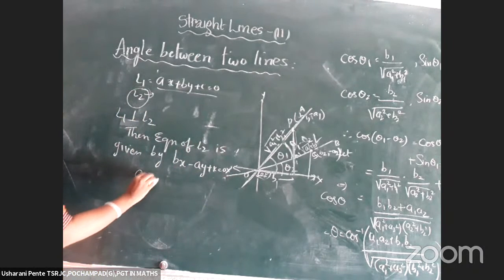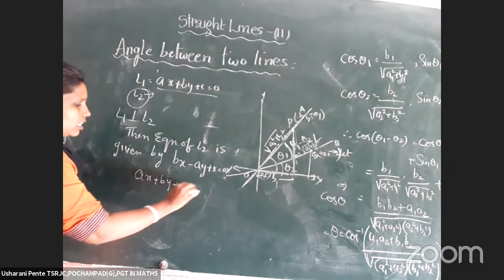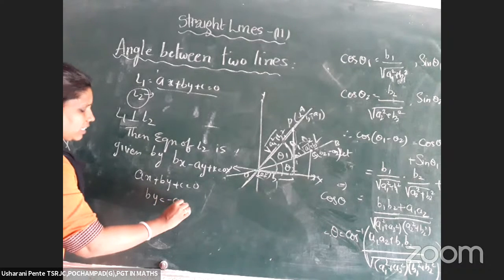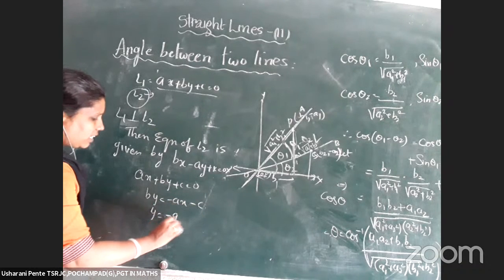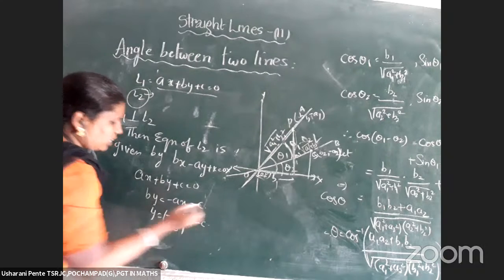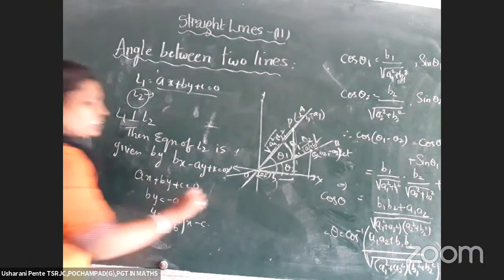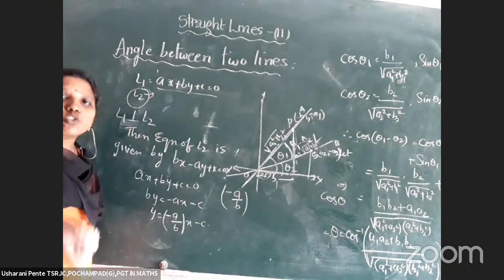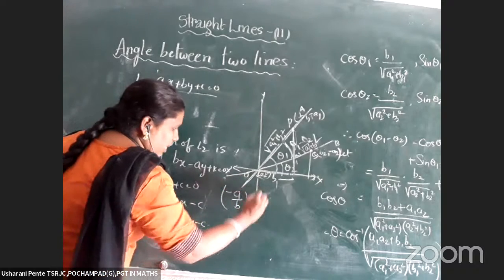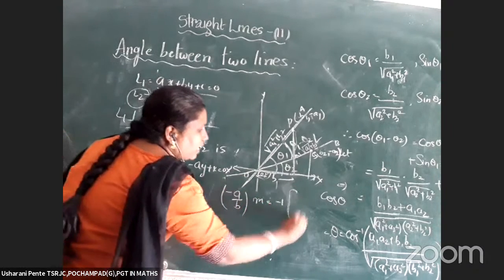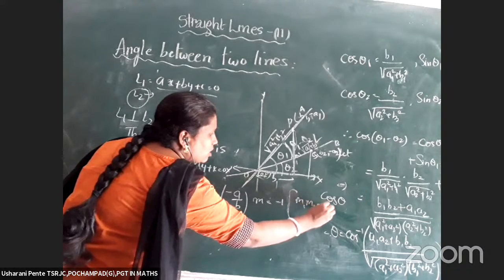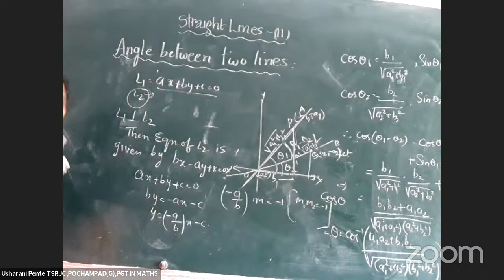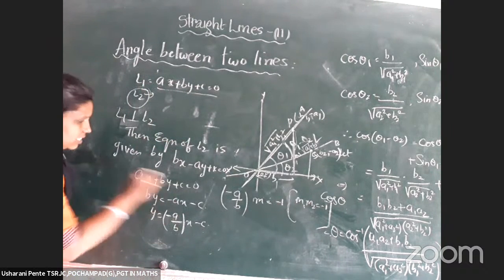Let's just see. ax plus by plus c is equal to 0. Then by is equal to minus ax minus c, so y is equal to minus a by b into x minus c by b. We know that if two lines are perpendicular, the product of their slopes is equal to -1. That is, m1 into m2 is equal to -1.